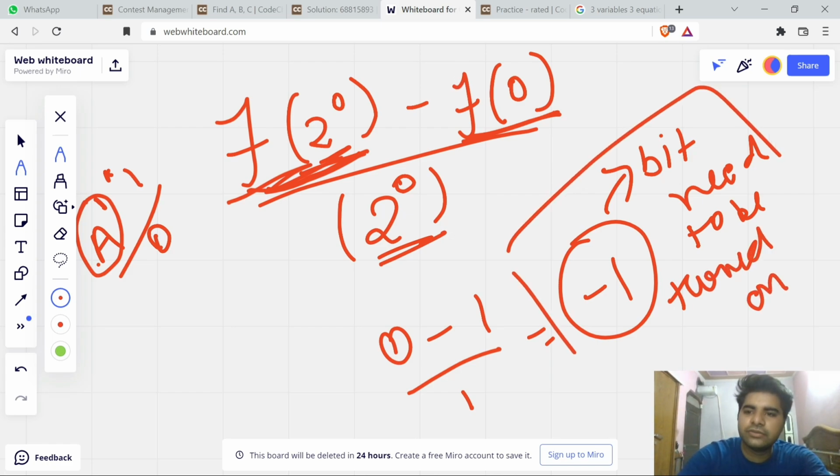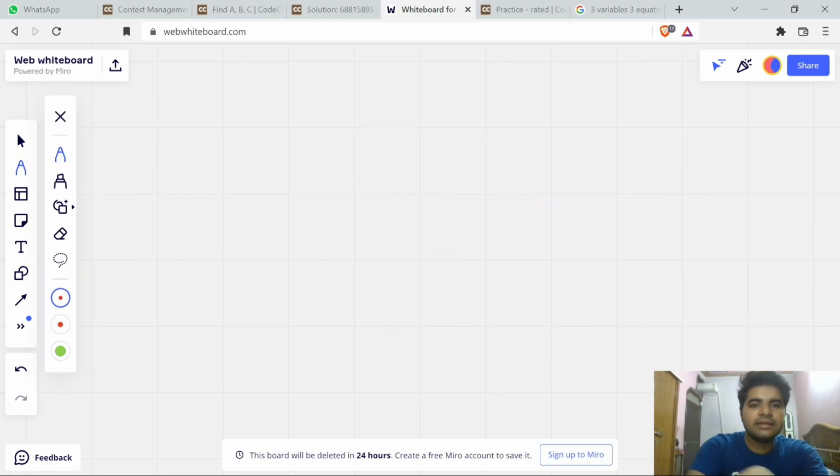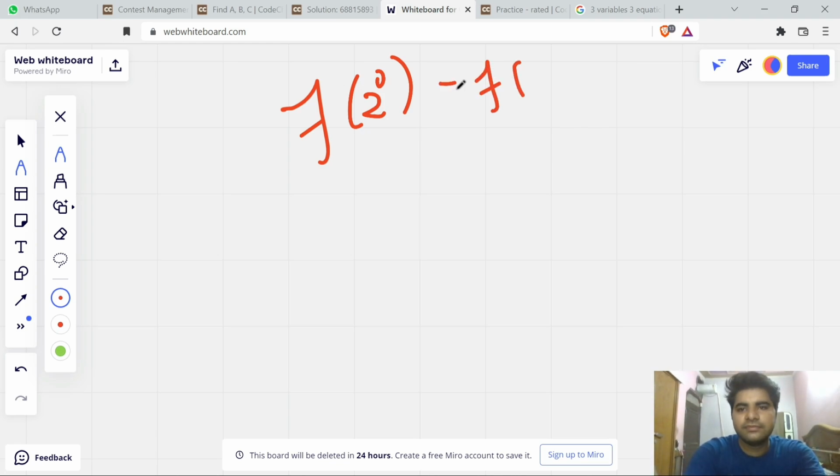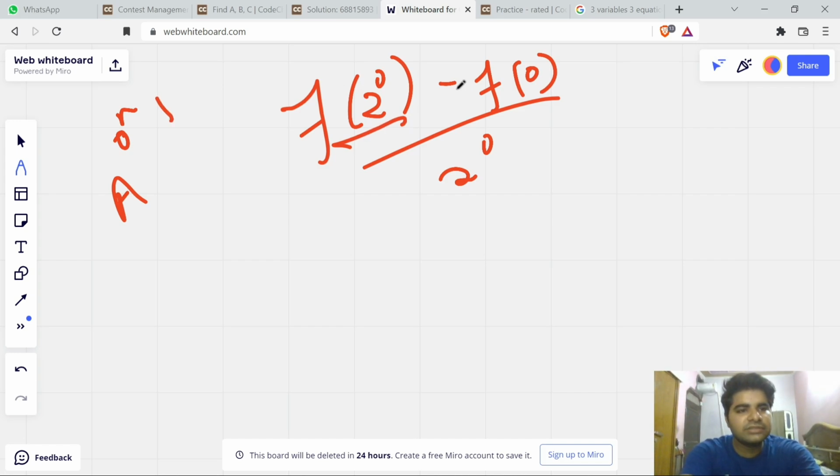Okay, this is my very crucial observation and result. If this expression comes out to be minus 1, that means this bit needs to be turned on. The second case is f of 2 to the power 0 minus f of 0 upon 2 to the 0. Let's say the bit was eventually off in my answer, and what my 2 to the power 0 represents is XORed with 1. So 0 XORed with 1 will give me 1. And f of 0 will give me 0, since it was eventually turned off. Okay, f of 0, and 2 to the power 0 is just 1.